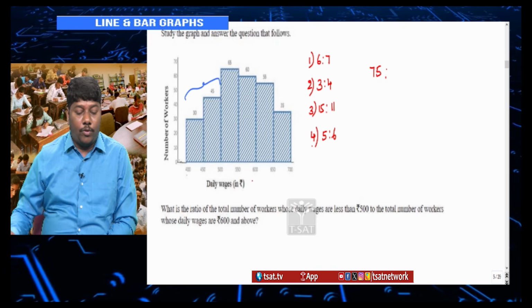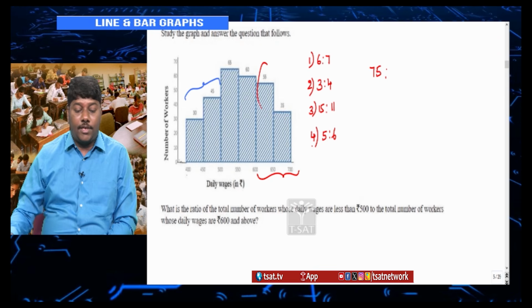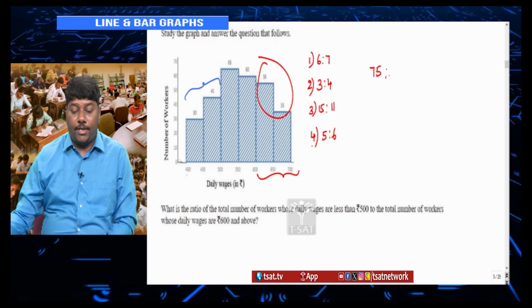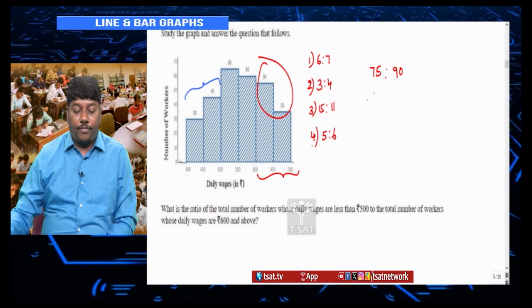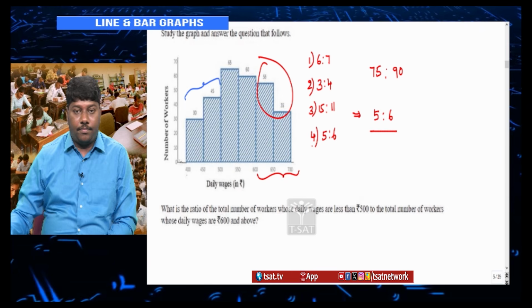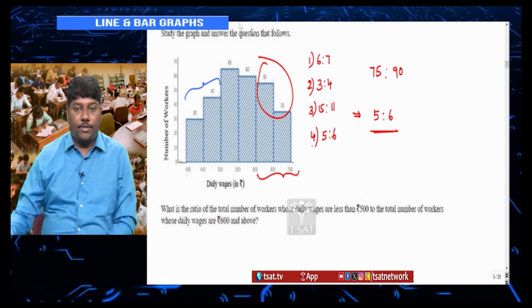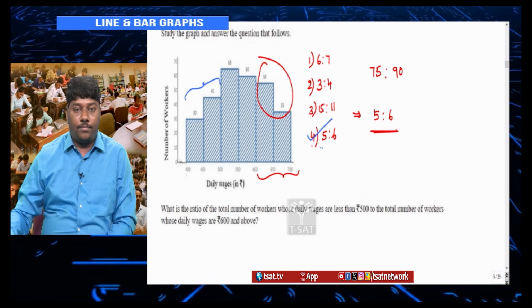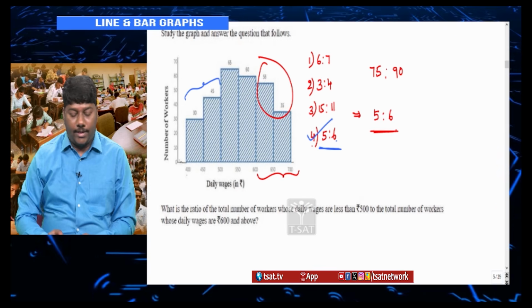And how many of them were more than 600? More than 600, 55 plus 35, that is 90. Therefore, the ratio is 5:6. So, the ratio is 5:6. Answer is 4. Look at the next one.